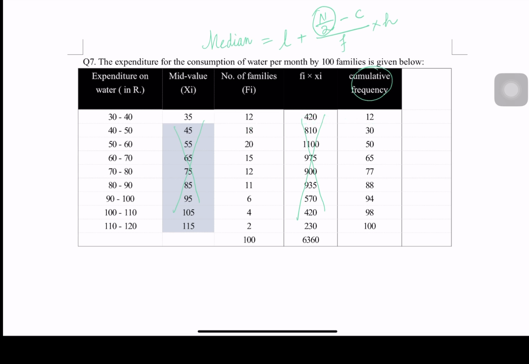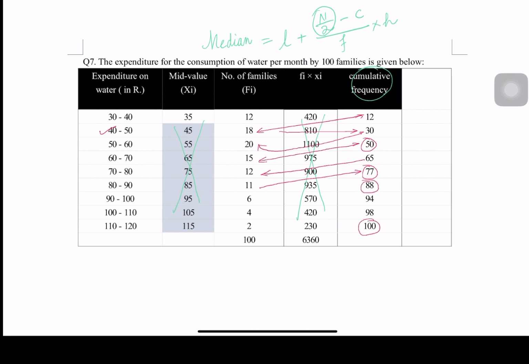Now to find the second class, that is 40 to 50, you have to add this 18 and 12. When you add 18 and 12, you get 30. Next, to get 50, you add this 20 and 30. Then you will get 50. Now to get 65, you add 50 and 15. So it continues like this. You add 65 and 12, you get 77. So this is how you repeat. Now you add 11 and 77, then you get 88. So at last, you will get the value 100.